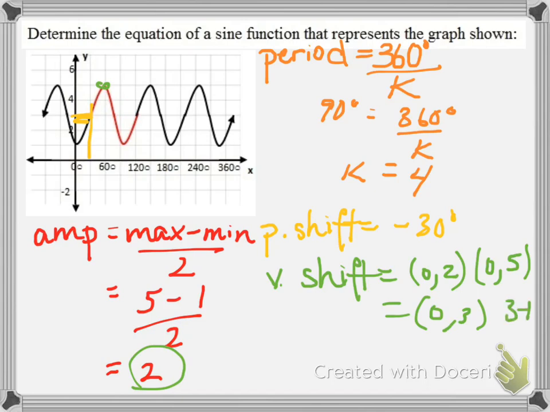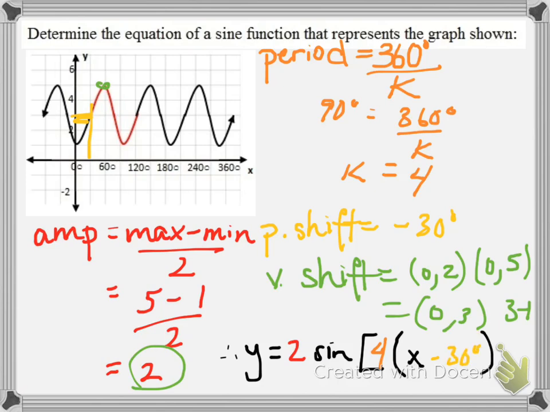So we're going to just insert everything that we found out in our final equation. So y equals 2 sine square bracket 4 bracket x minus 30 degrees, plus 3 because we're going 3 units up. And those are the kind of questions you would see in chapter 5.4.